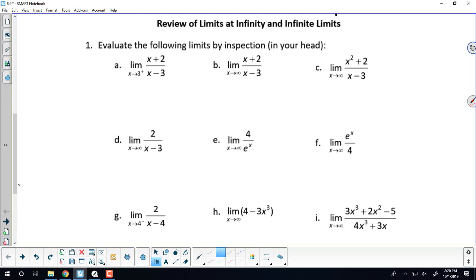So what is the limit as x approaches 3 from the right of x plus 2 over x minus 3? It's infinity, right? We're approaching through values that are slightly larger than 3. The denominator is approaching 0, but through values that are positive. So the denominator is approaching 0, it's positive, and the numerator is approaching 2. Anytime you have a finite number over a denominator that's getting smaller and smaller, your quotient gets larger and larger.